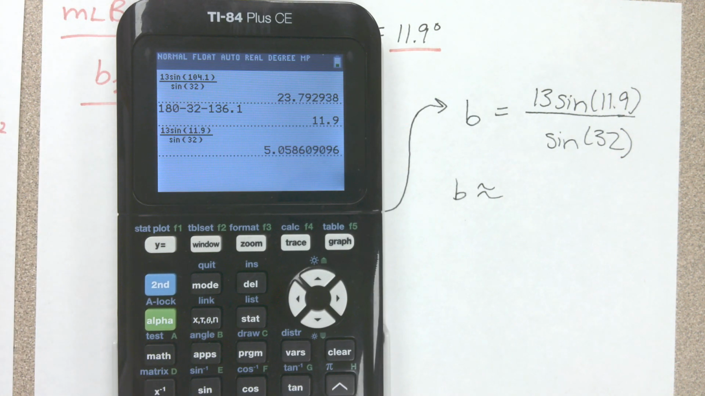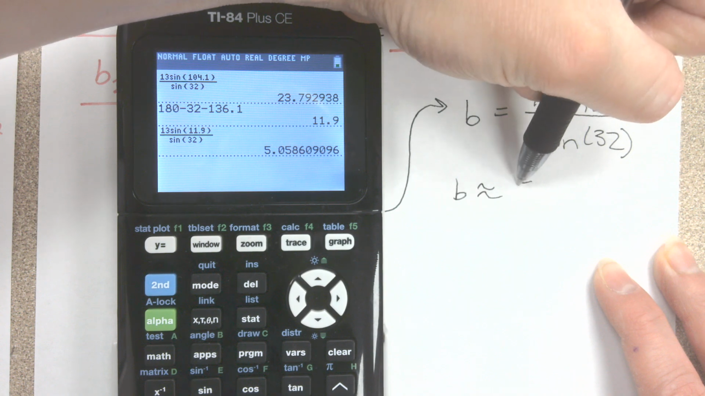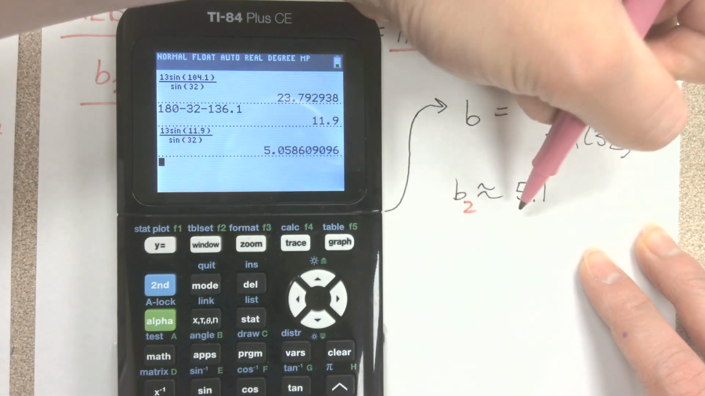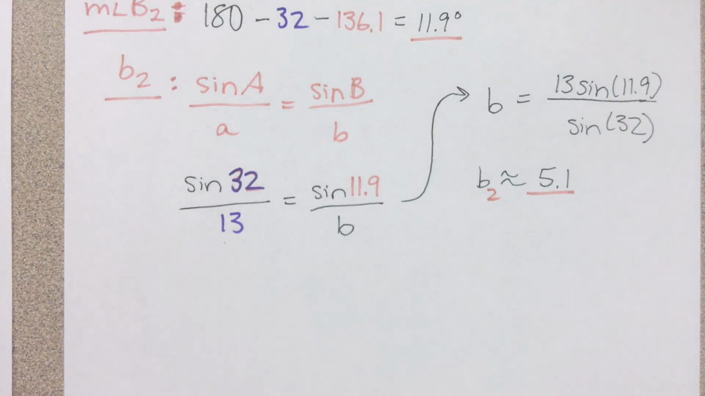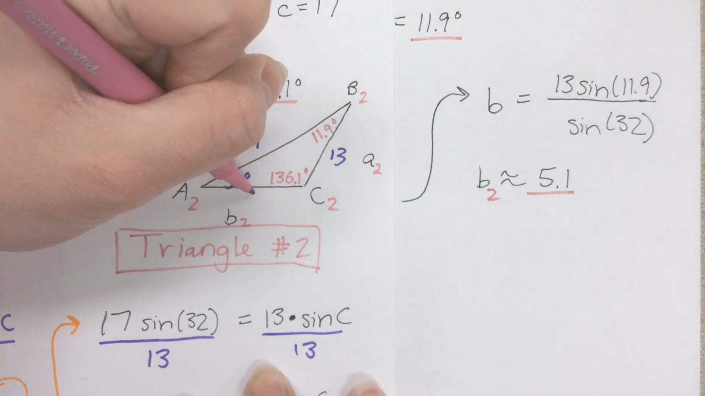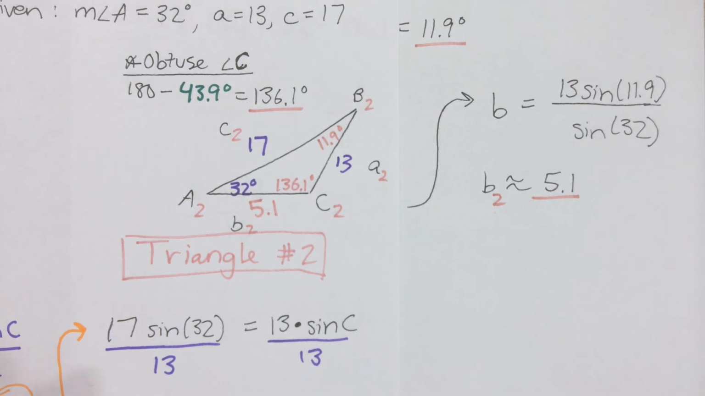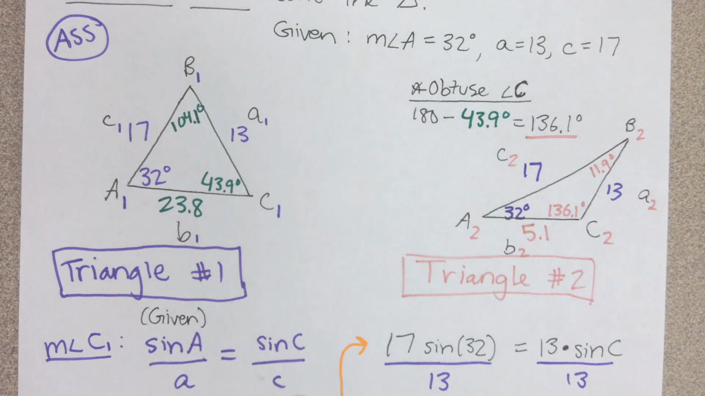And I get 5.1 as my missing side. So B2 is 5.1. And both triangles are finally solved. So all of this together, both triangles and all three parts and both missing have been found. That is the answer to this complete problem.